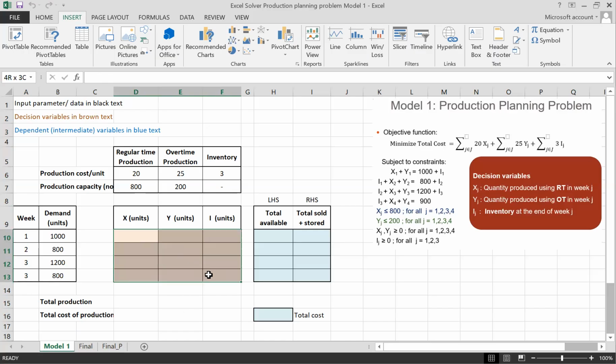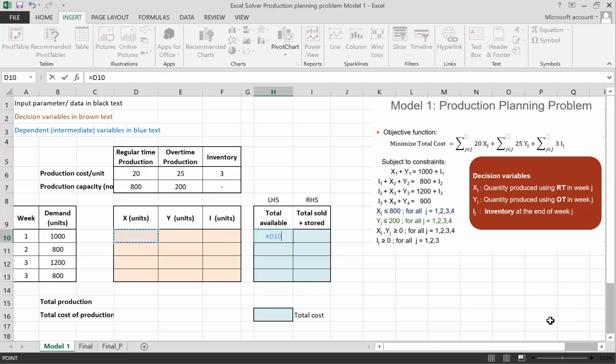Now, knowing these variables, it is very easy to calculate total availability at the end of every week. So this is the left hand side of the first four constraints. What is the left hand side total availability? It is simply the quantity x plus y, so the quantity produced using regular mode of production and the overtime production mode. That is our total availability in week number 1. Let's drag it.